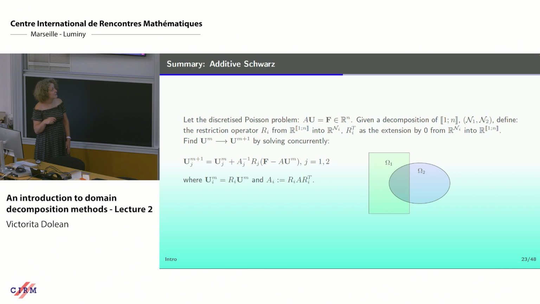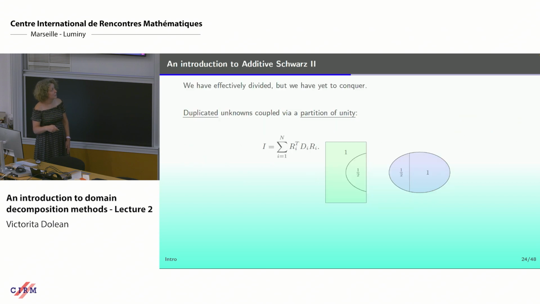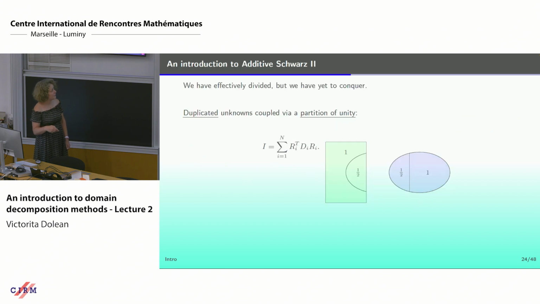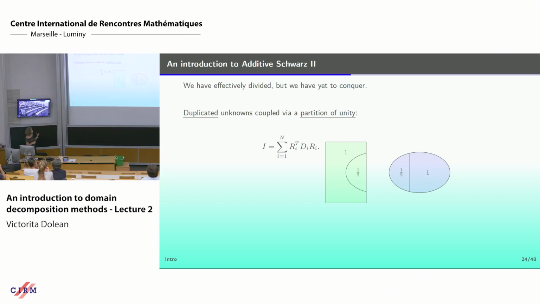And now this is a local writing. If you want something nicer and global, then you just write that this uj is the restriction of the global unknown vector, and you introduce this notation. These are local Dirichlet matrices, computed from the global matrix by using the restriction and extension operators. As you have understood, domain decomposition methods are a divide and conquer type of methods.